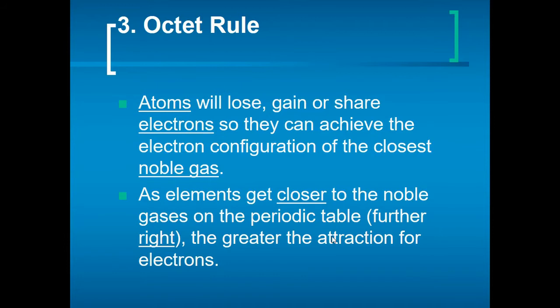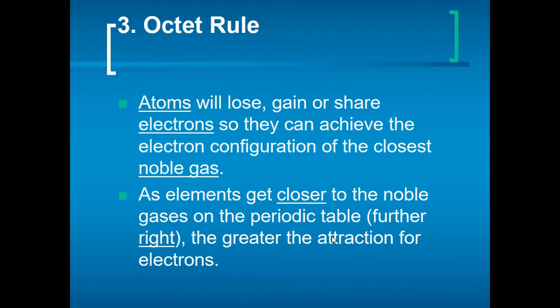Okay, the last rule you need to, we got rule number 1, nuclear charge. That's as you go across, the pull on the electrons. The more protons you have within the same energy level, the more it's going to pull in. Okay, number 2, nuclear shielding. The more energy levels you have, the less influence your nucleus is going to have on those valence electrons.